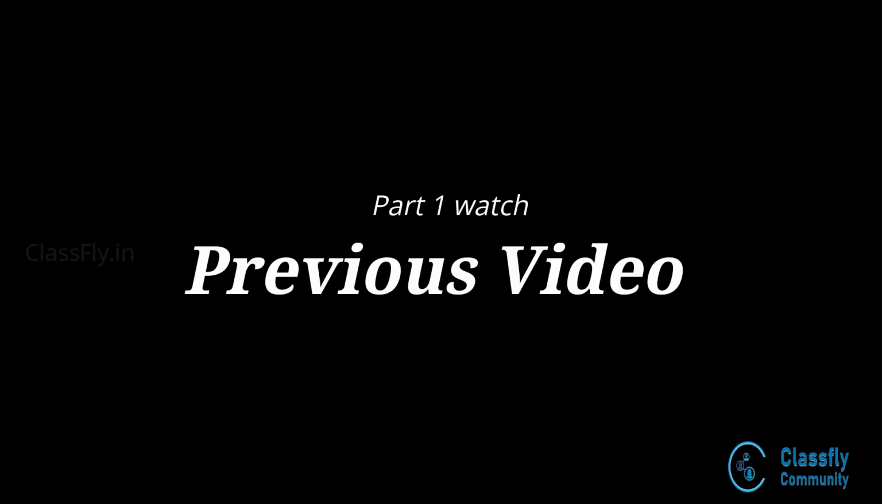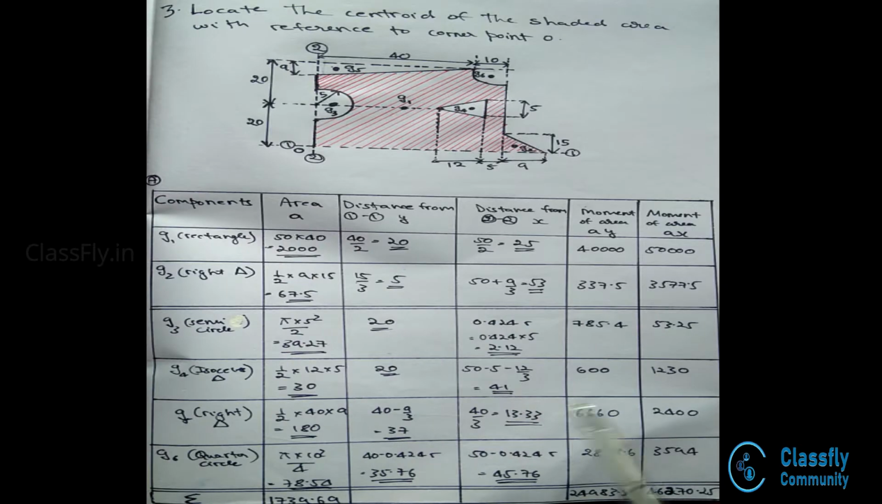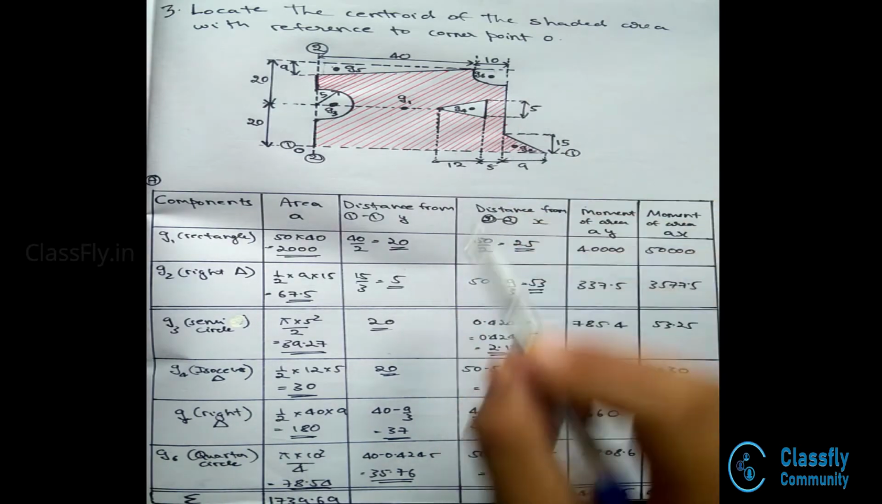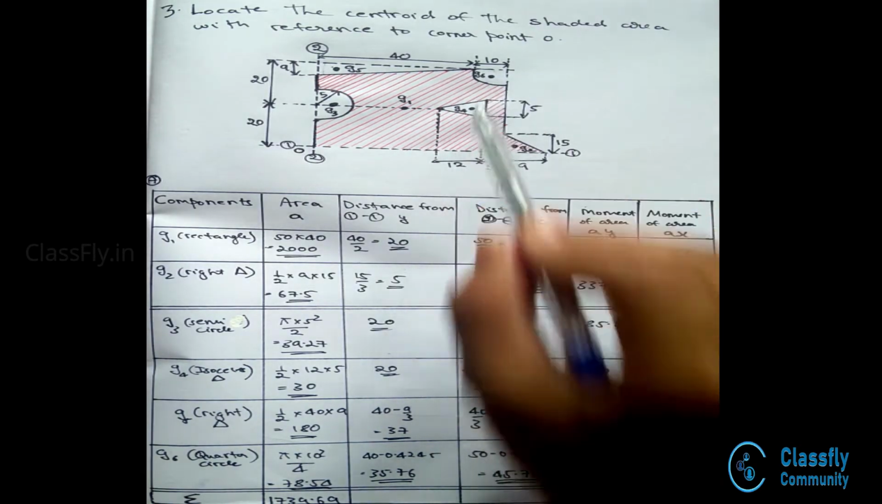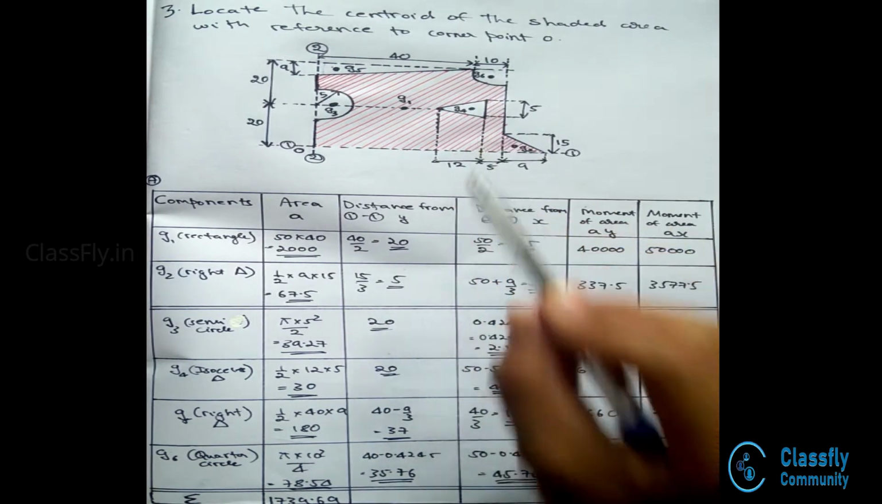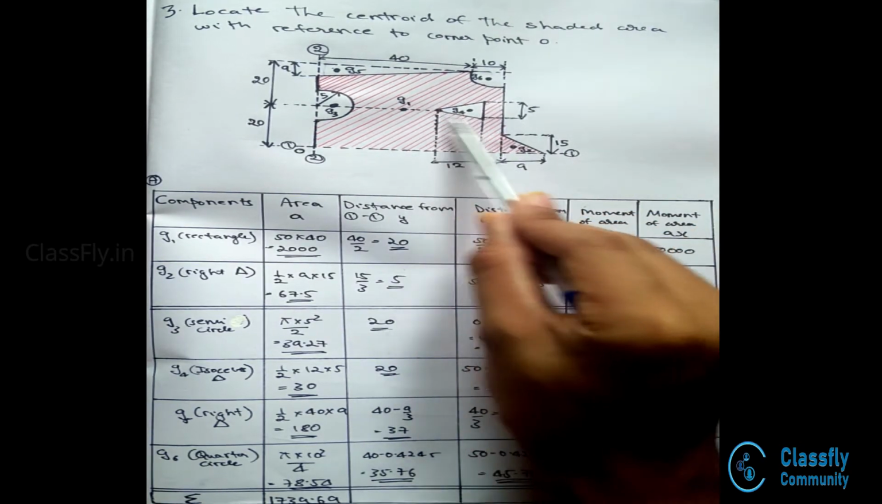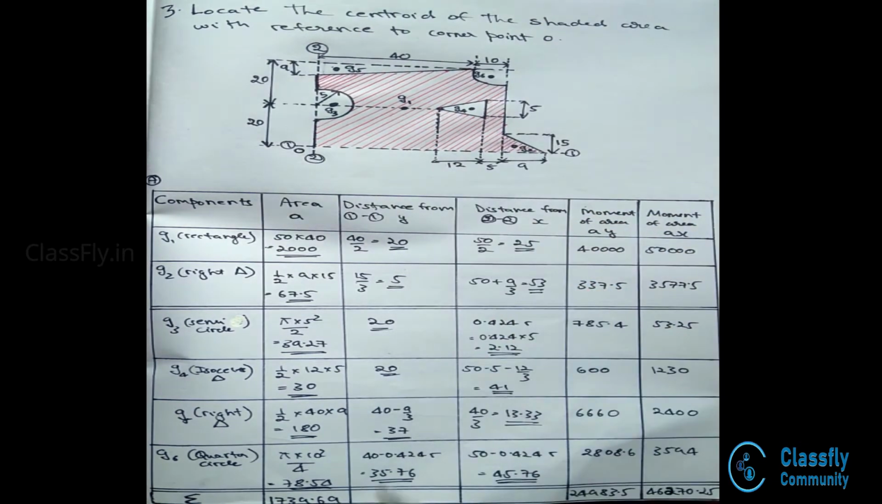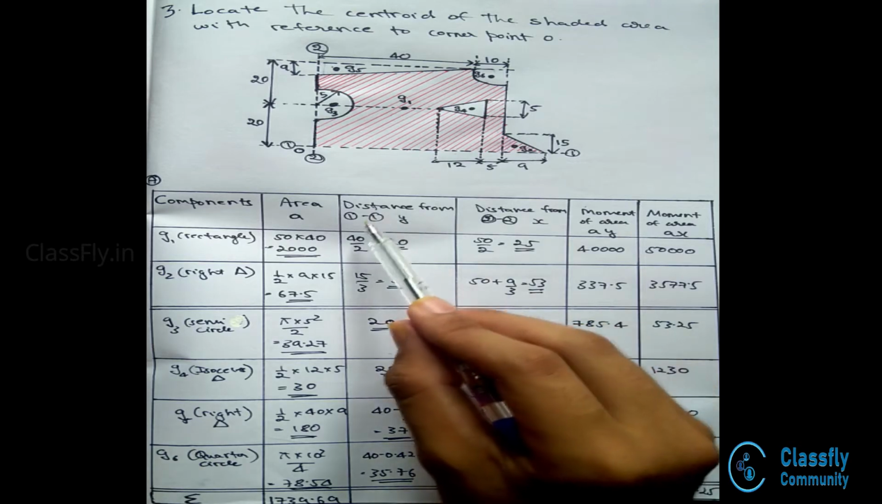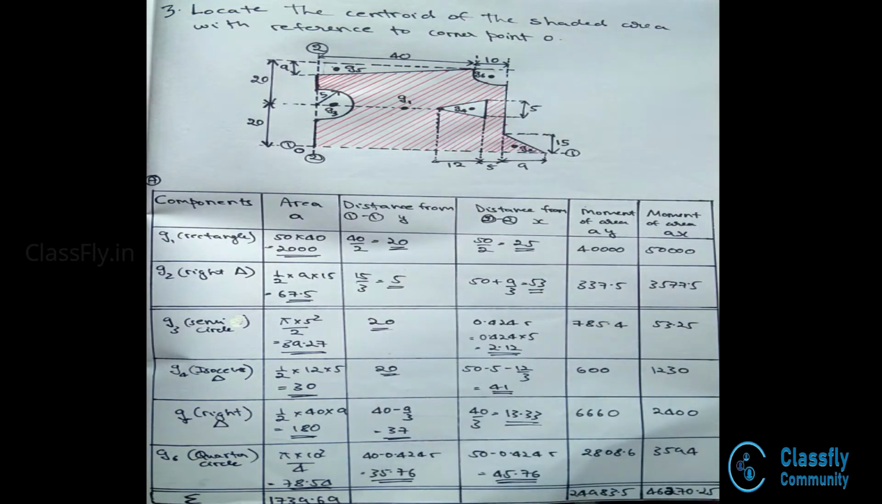Hi guys, now let us continue with the previous problem of finding the centroid of the shaded region. Now moving on to the isosceles triangle G4. The area will be half into base into height, that is half into the base distance 5 into the height, which is 12. Now coming to the distance of centroid from 1 1.